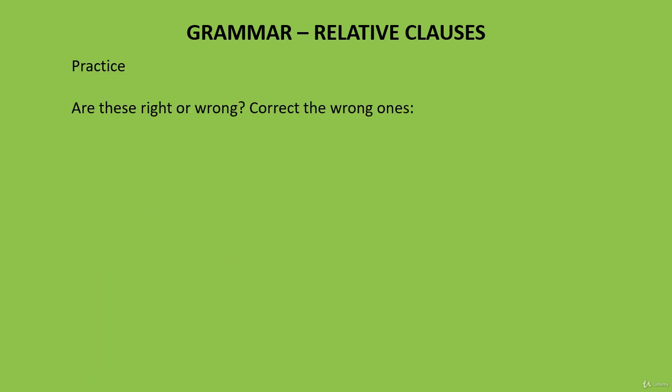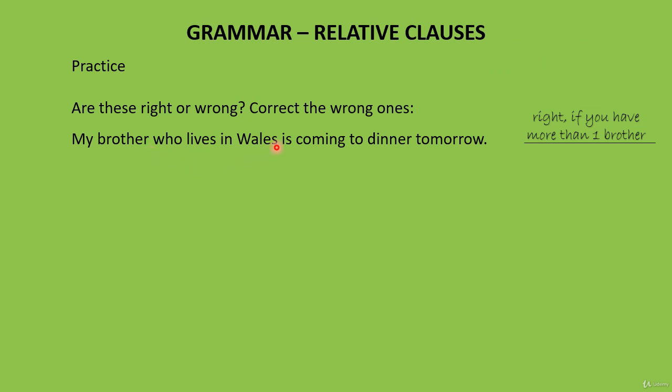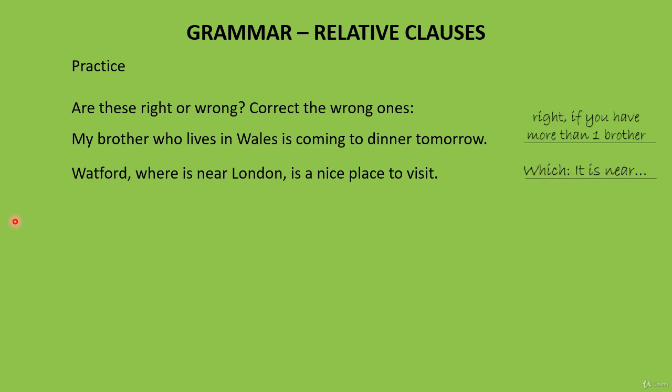Practice time. Are these right or wrong? Correct the wrong ones. It's right, but only if you have more than one brother and you need to define which one. If you only have one brother, then there would be commas. This is wrong. It should be which, not there, because you are replacing it. It is near London, or Watford is near London. You are not replacing in Watford. But we still need the commas because there's only one Watford.